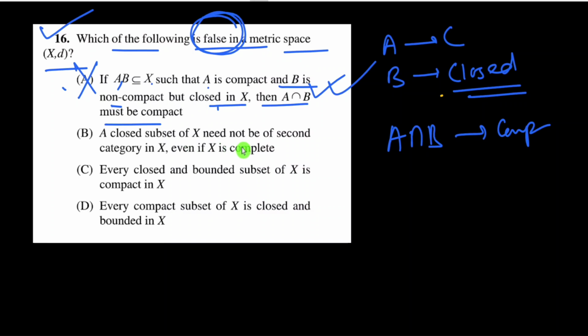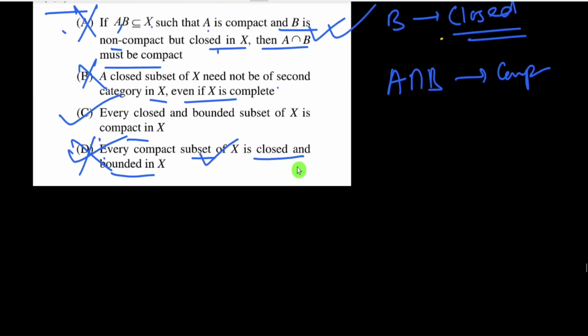A closed subset of X need not be second category in X. This is also a correct statement, and this is not the false statement. Option C and D: if a closed and bounded subset of X is compact in X, we have to check. And option D says that every compact subset of X is closed and bounded. Yes, this is also a statement of a theorem, so this is correct, not false. So the false statement is only option C: every closed and bounded subset of X is compact in X.